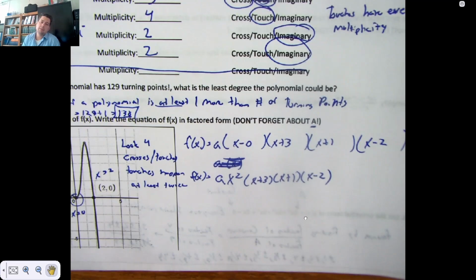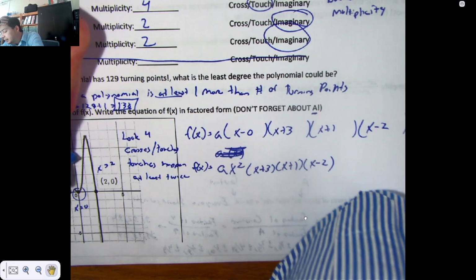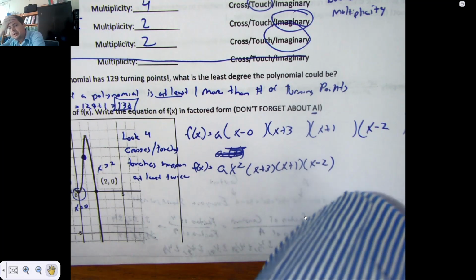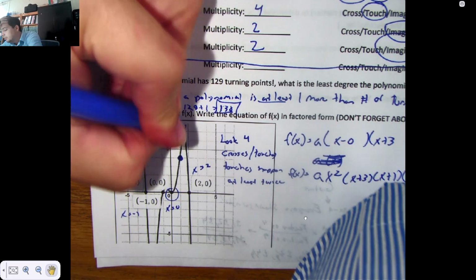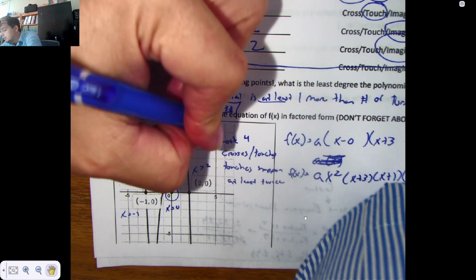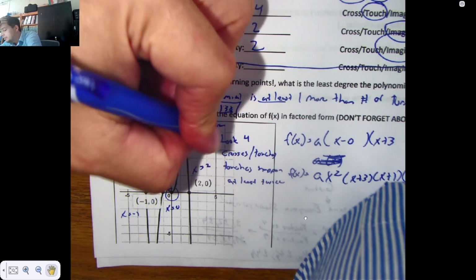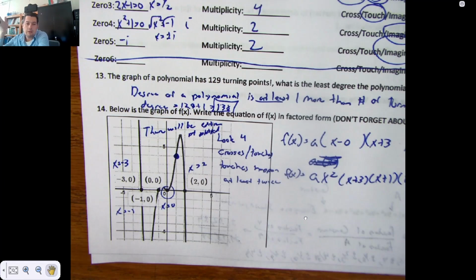That was easy. The hard part's actually finding a. And phooey, I didn't give you enough information to find a. I should have plotted a point for you. I didn't. You'll have this on your quiz. On your quiz, there will be one extra point plotted. I just forgot to do it. I don't know why I didn't. But there's a good point right there.